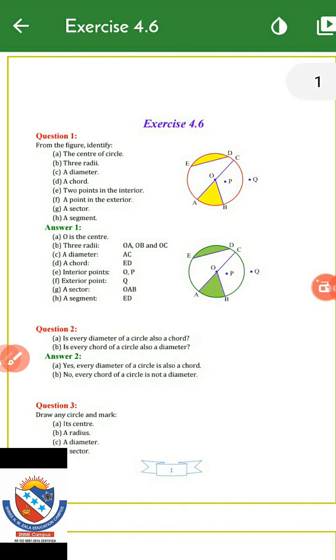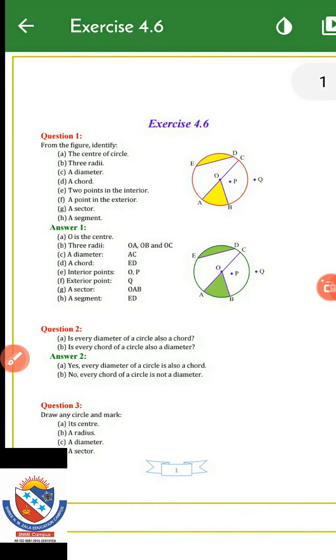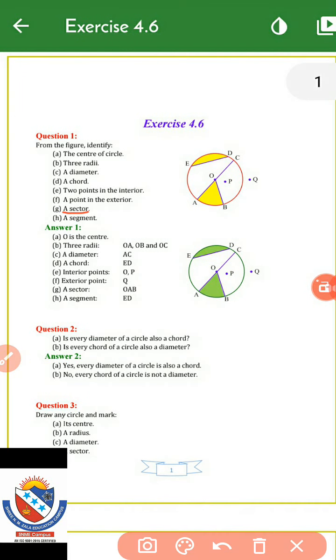Now the next question, a sector. The definition of a sector is an area enclosed by two radii of a circle. So here you can see the area enclosed by OA and OB. The area enclosed by radii OA and OB is the sector.